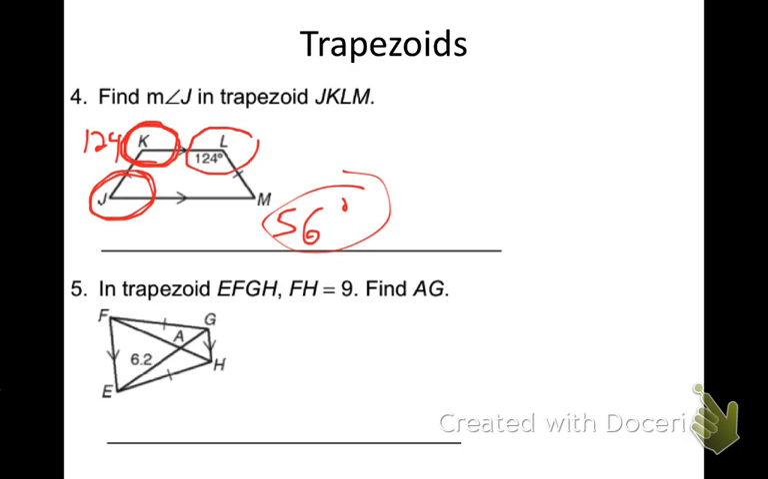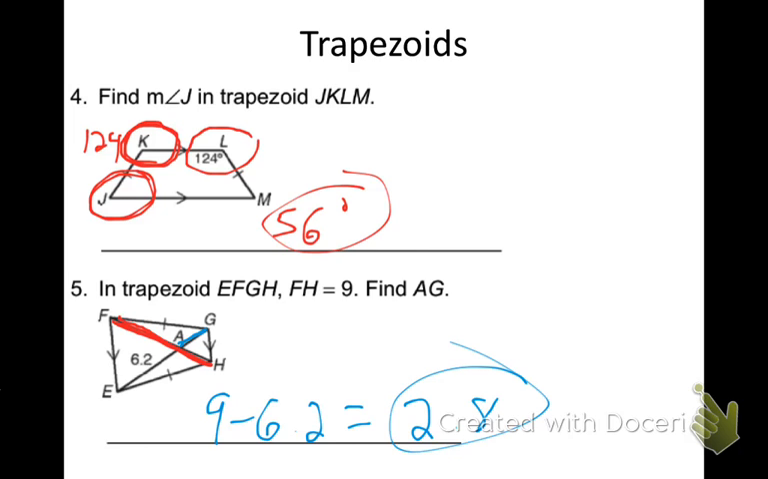Next one, number 5. In trapezoid EFGH, FH is 9. So this is 9 right here. Sorry, I want to find AG. What do I know about the diagonals of an isosceles trapezoid? They are the same. So what would I do to find AG here? Yep. 9 minus 6.2, and what do I get, Frost? 2.8. Nice job. All the same. Good work.